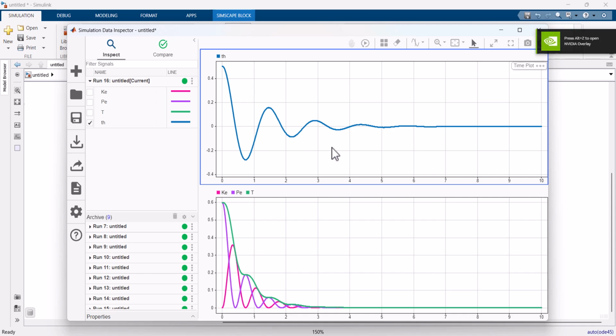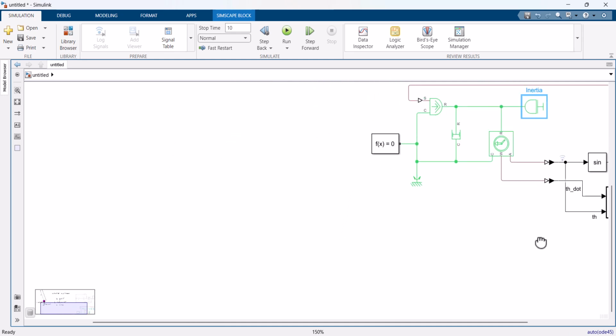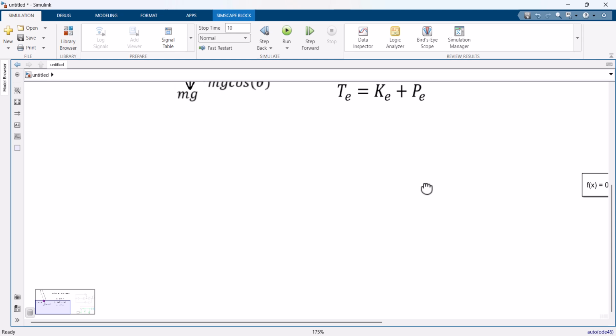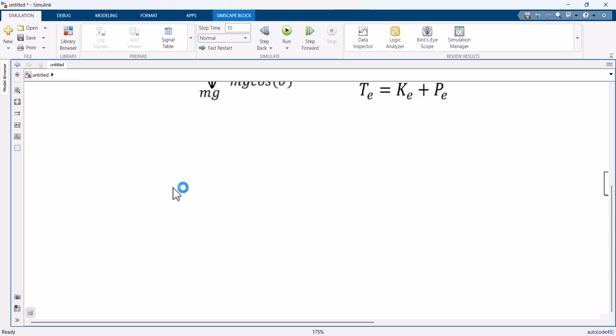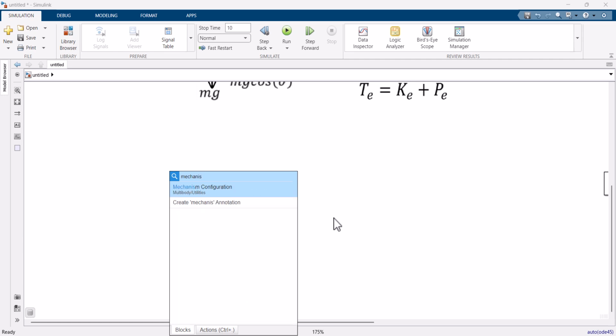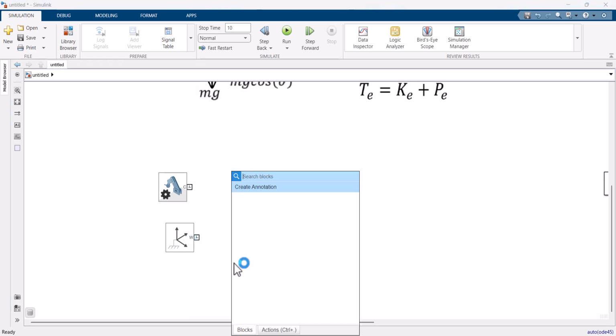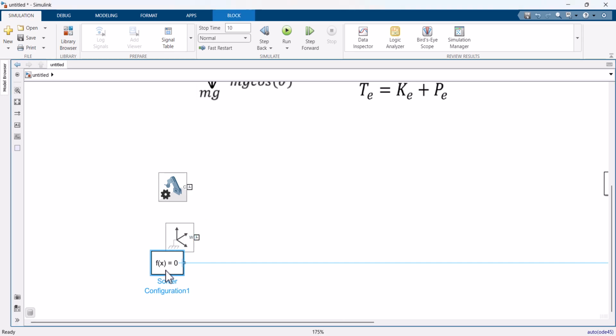Okay, so dear learners, you can see that we have modeled the pendulum using another kind of method, but we are seeing the same kind of results. Now let's move on to the third kind of method using multi-body elements. So let me go this side of the canvas. And for the multi-body, you have to insert the mechanism configuration. You have to insert the world frame, and you have to insert the solver configuration. So these three blocks are a must for any multibody.